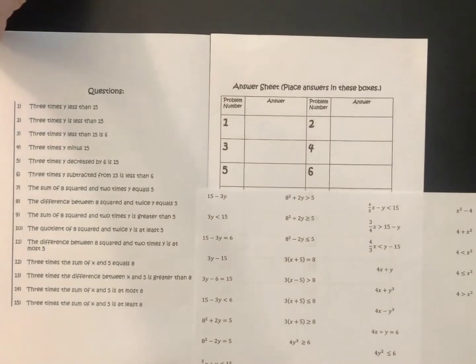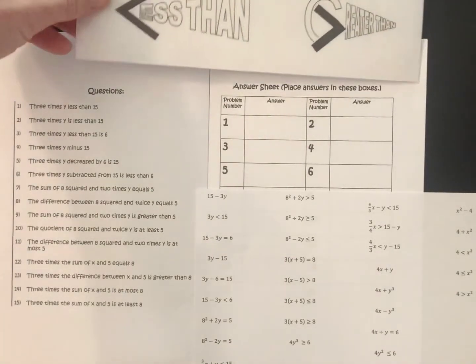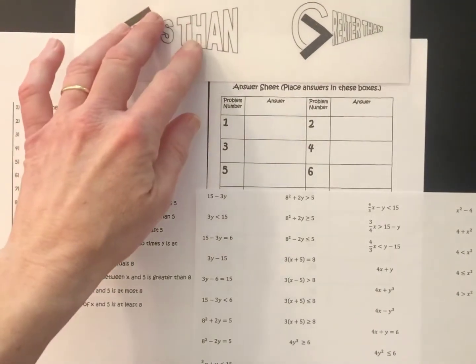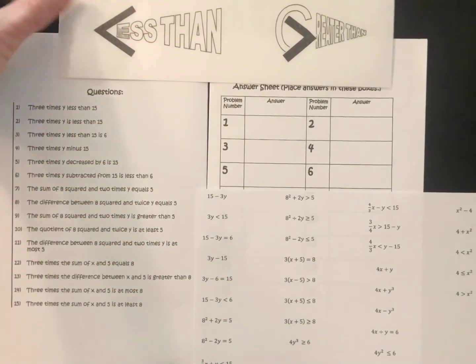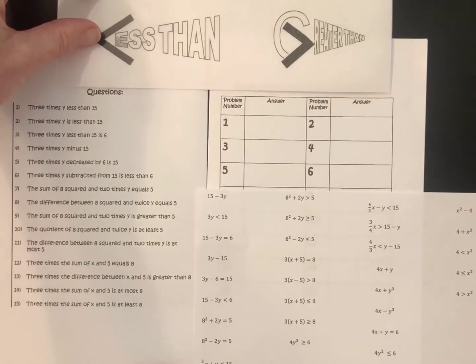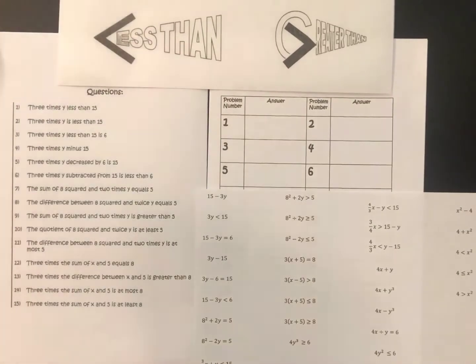So let's start with this. I'm going to make sure you can see that visual. Less than, greater than. I'll slide it down here. I've set this up so you should be able to see everything. We're going to do numbers 1 through 6 together.